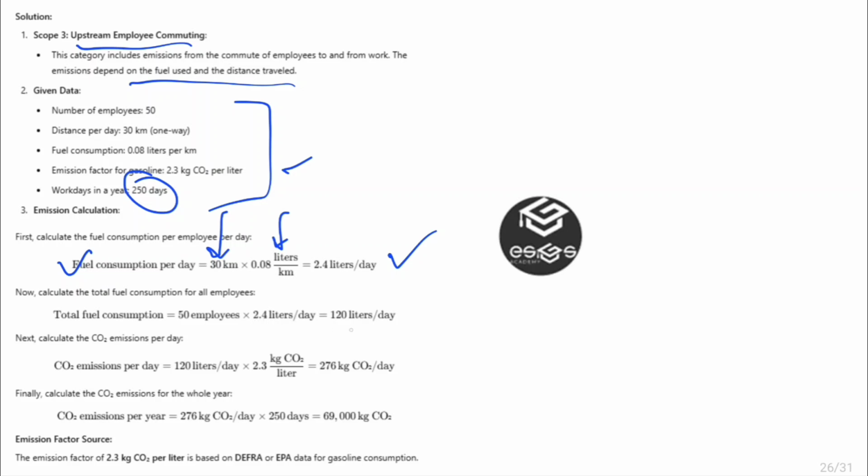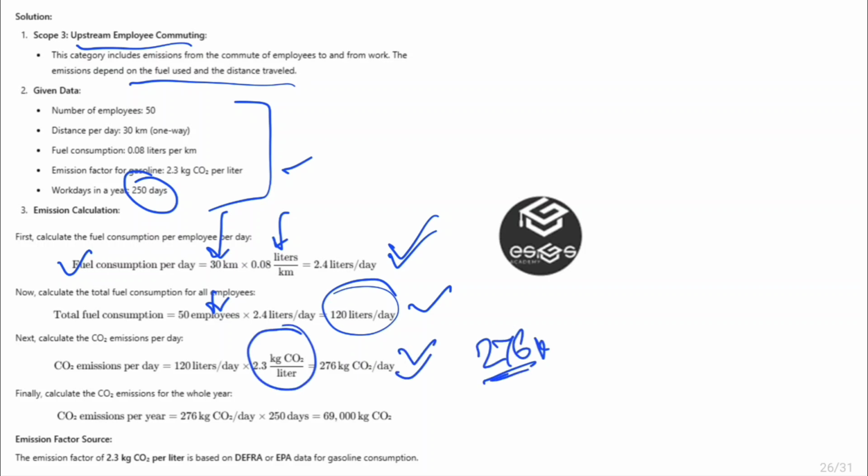So total fuel consumption for all employees, this is multiplied with the total number of employees, and then we calculate CO2 emissions per day. Okay, so multiply this with the emission factor, and this will be the answer: 276 kg CO2 per day.